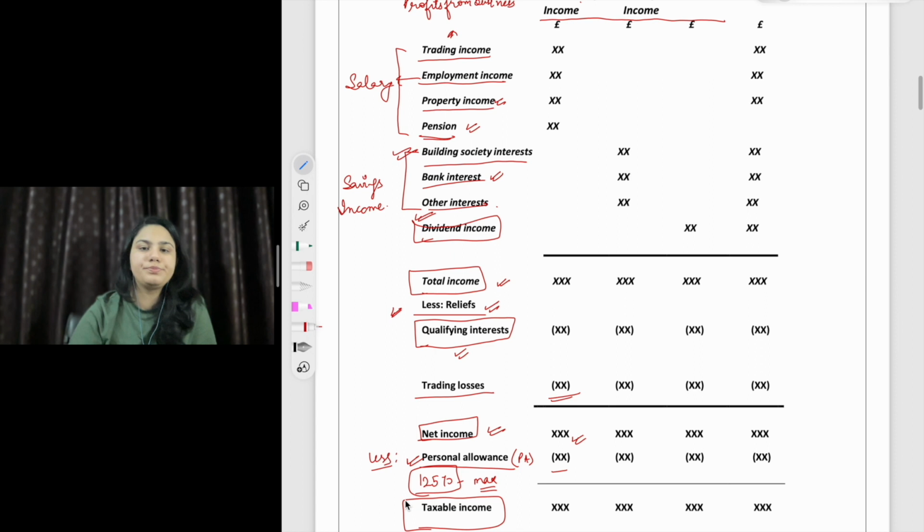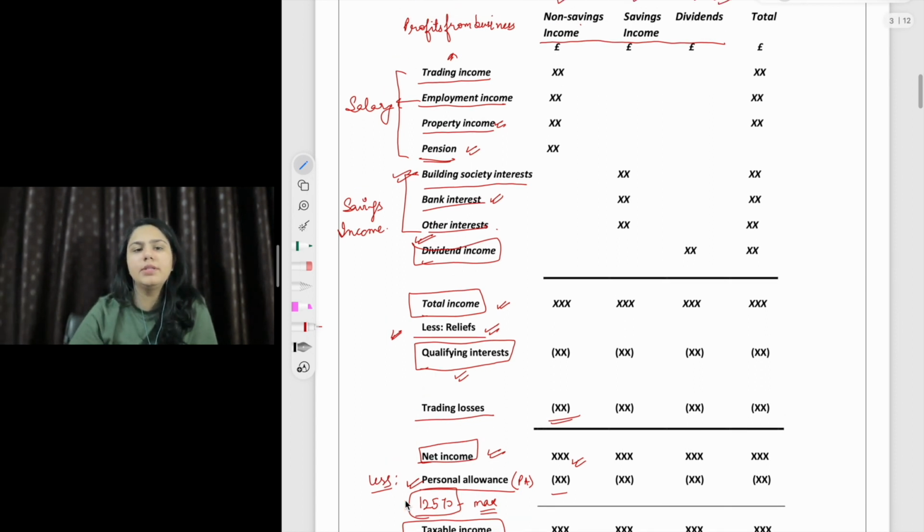Okay, now before moving forward, I will tell you one more thing: any reliefs and personal allowance need to be subtracted in the sequence of first with the non-saving income, then with the saving income, and if anything is left, with the dividend income. Why so? Because non-saving income has the highest tax rate and tax bracket. Therefore, any relief and any personal allowance needs to be first subtracted from our non-saving income. If left, then with the saving income, and if left, then with the dividend income. It should always be in the same sequence for relief as well as for personal allowance.